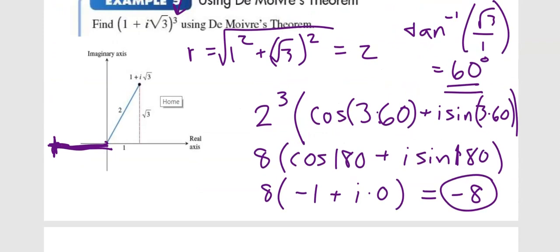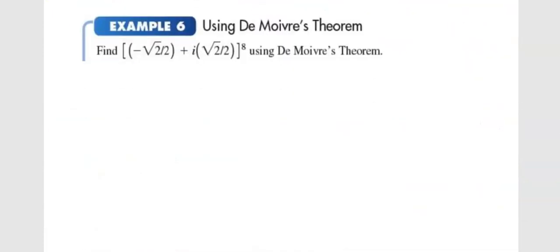Why in the world was the word home written there? Oh, that's on my notes, my permanent notes. I guess that's home. Weird.